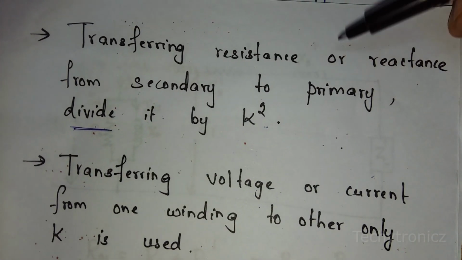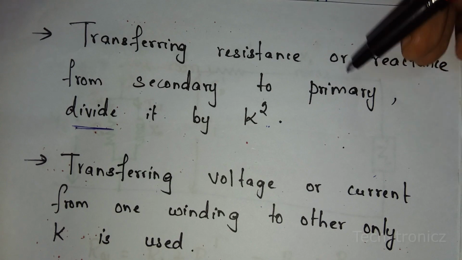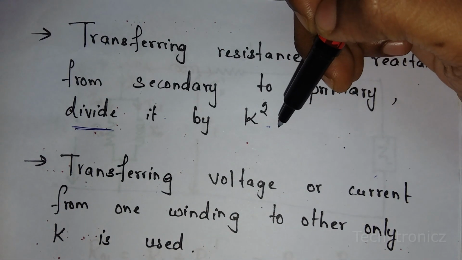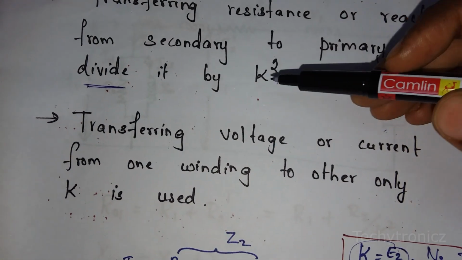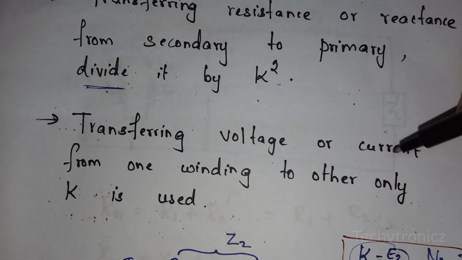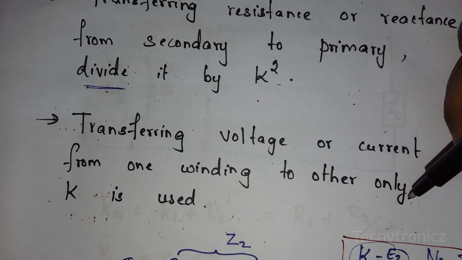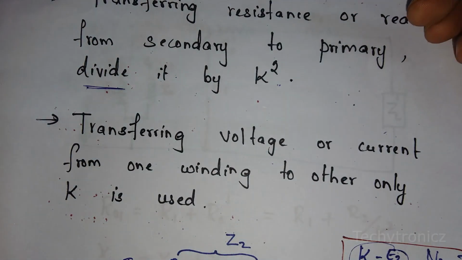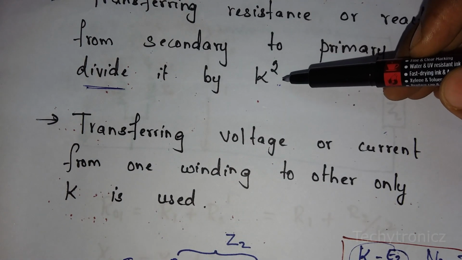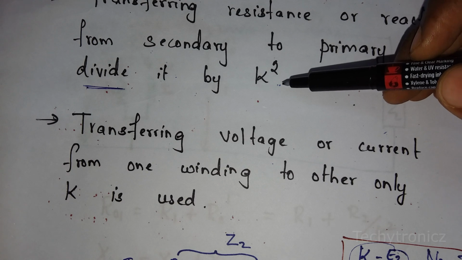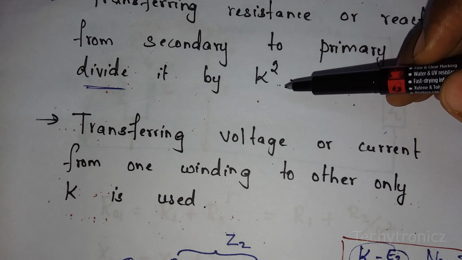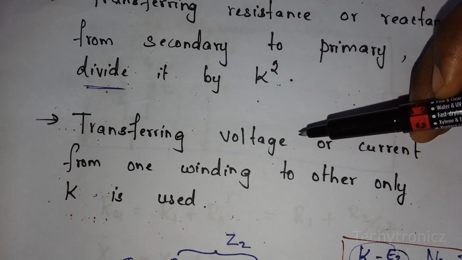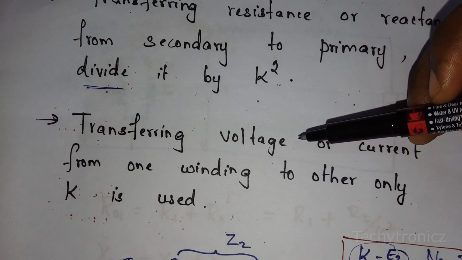Transferring resistance or reactance from secondary to primary means we have to divide it by K square. And the third condition is, if you want to transfer voltage or current from one winding to another, we have to divide by K. These are the three conditions, whether we transfer primary to secondary or secondary to primary.